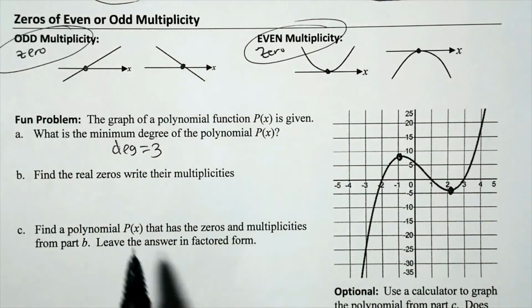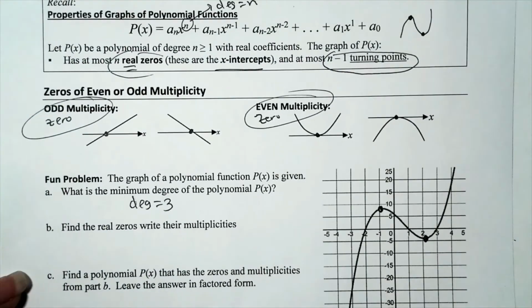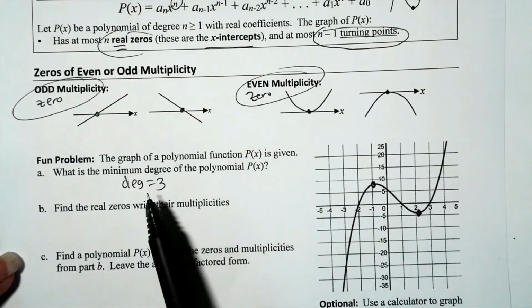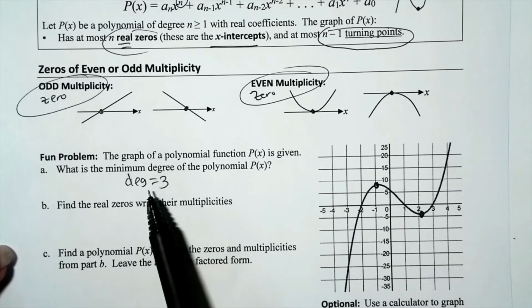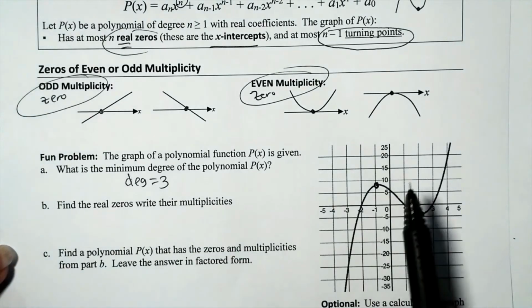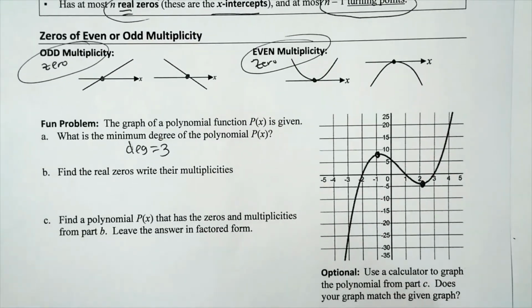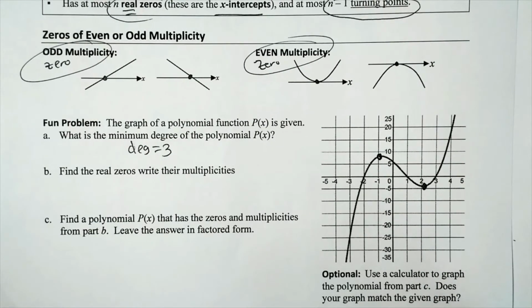Now let me take our answer and see if it makes sense. Whatever the degree of the polynomial is, we should have 1 less turning point. So if the degree is 3, then we should have 2 turning points. Do we have 2 turning points, or 2 highs and lows? Yeah, 1, 2. Okay, cool. So we did it. So now the question is, find the real zeros, write their multiplicities.